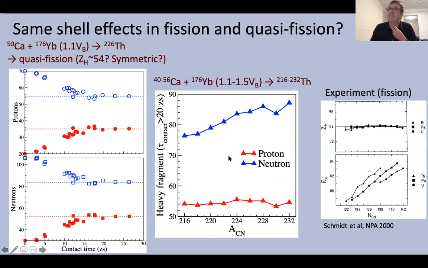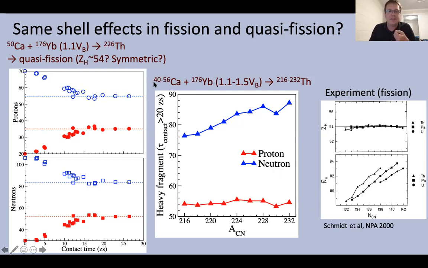In this plot, I'm showing that we can do the same thing as what was done at GSI by looking at a chain of compound nuclei. At GSI, which is shown on the right and what I showed before, they looked at fission in neutron-deficient actinides, and they found that all the heavy fragments were located around Z equal 54, while the number of neutrons was just varying with the system.